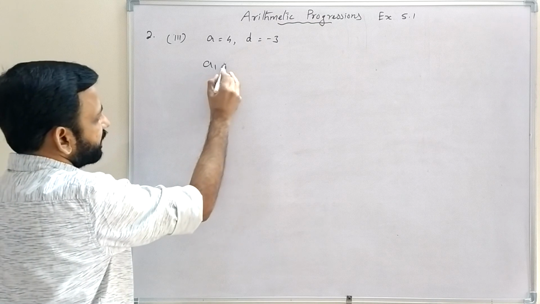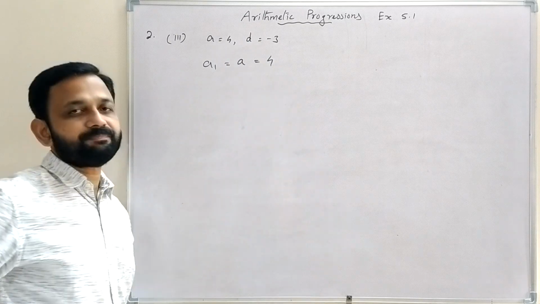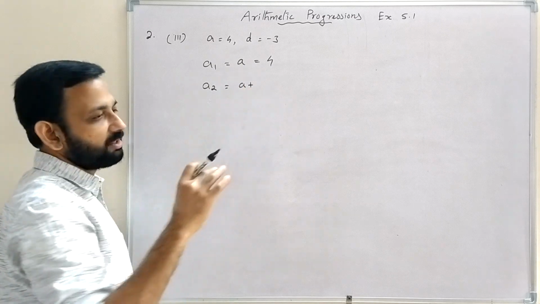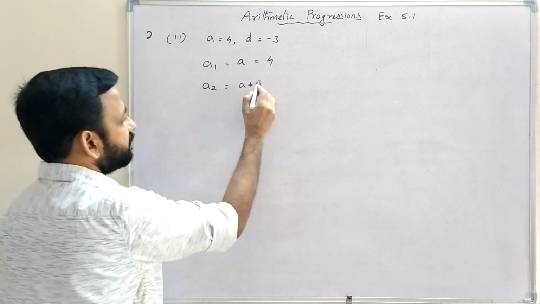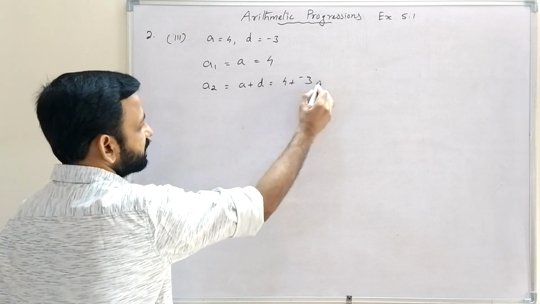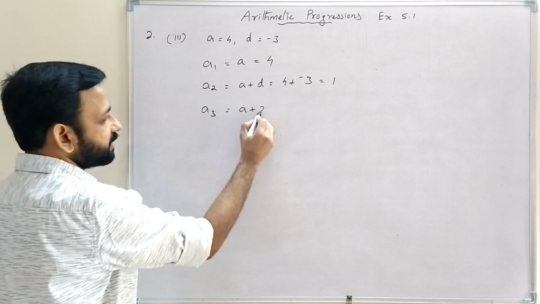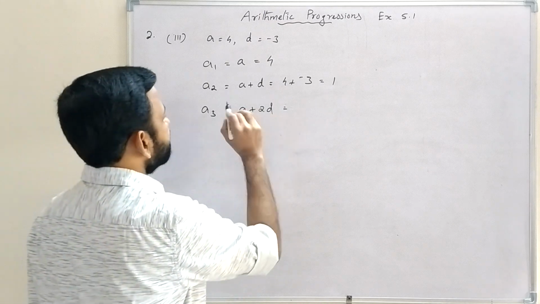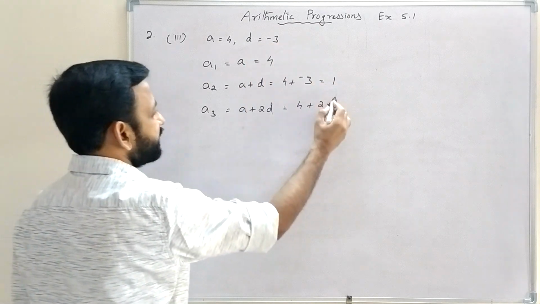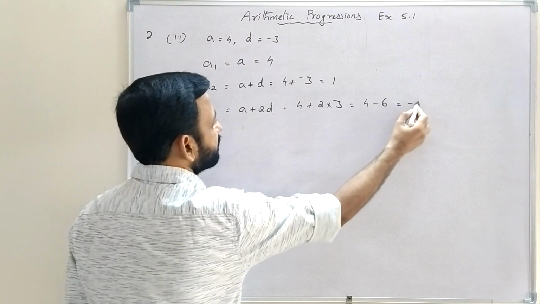So the first term, a1, is equal to a, that is 4. Then the second term, a2, is equal to a plus 1d. an is equal to a plus (n minus 1) into d. So a2 is equal to a plus d, that is 4 plus minus 3, that is 1. Then a3 is equal to a plus 2d, that is 4 plus 2 into d, d is equal to minus 3, so 4 minus 6, that is equal to minus 2.